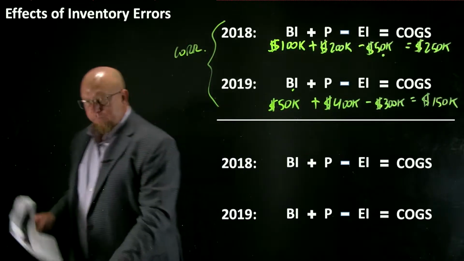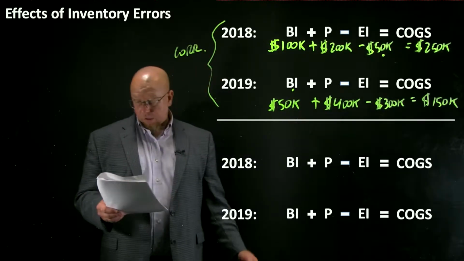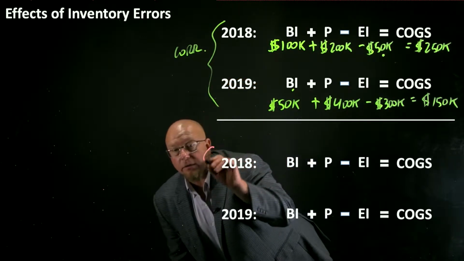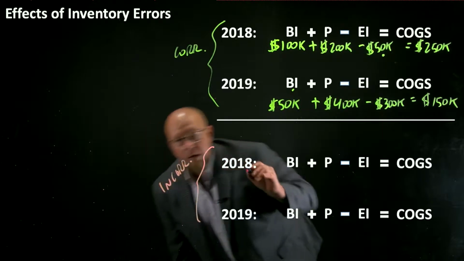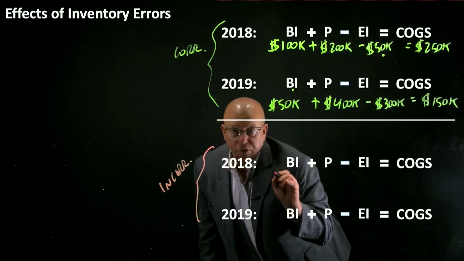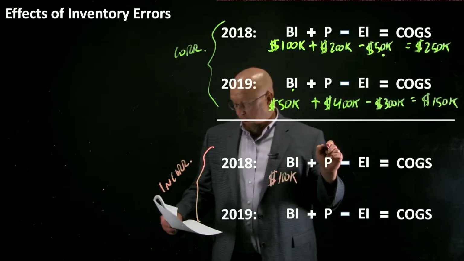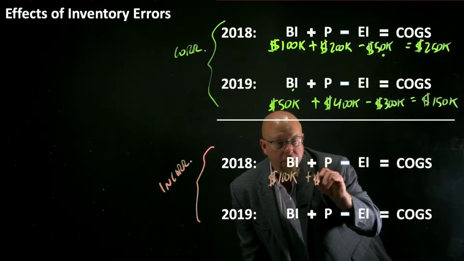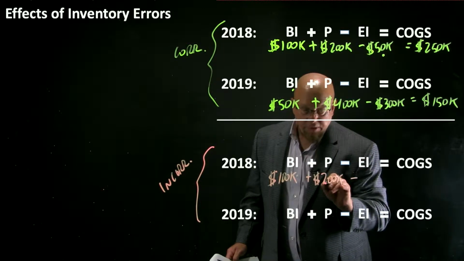Let's presume now that we made a mistake with our ending inventory for 2018. Everything else is accurate. So we're going to call this incorrect here. So beginning inventory, there's no problem with that. We didn't make a mistake with beginning inventory. Also did not make a mistake with our purchases, the $200,000. But now look at the ending inventory.